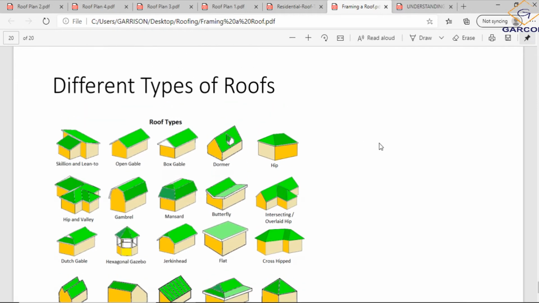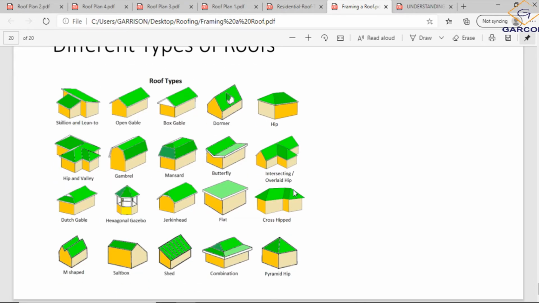And going back into different types of roof, you have a whole heap of different types of roof, but you have some specific types that are popular. So you have lean-to, this one you call skillion, skillion and lean-to. Then you have open gable, and you have box gable because they are closed up here. So when the roof looks like that, they call it open gable, box gable, dormer, hip roof, hip and valley, gambrel, mansard, butterfly, intersecting, overlaid hip. So this has a gable on it plus a hip at the end. So you call that hip and gable.